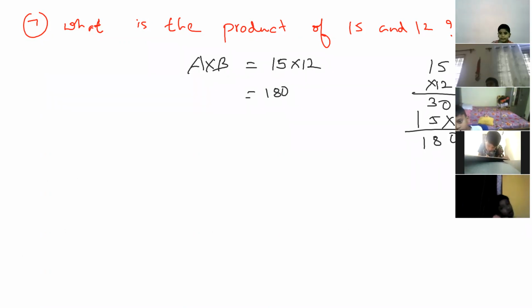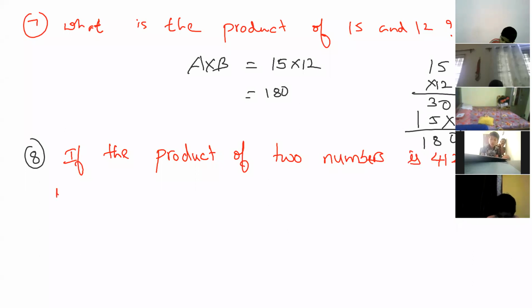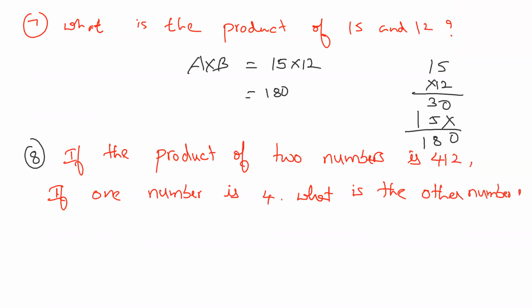Next, the eighth question. If the product of two numbers is 412 and one number is 4, what is the other number? Here they gave the product and one number. You have to find the other number. What will you do? Division. Product divided by one number gives the other number.